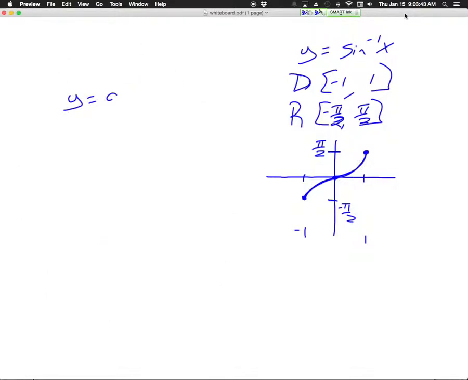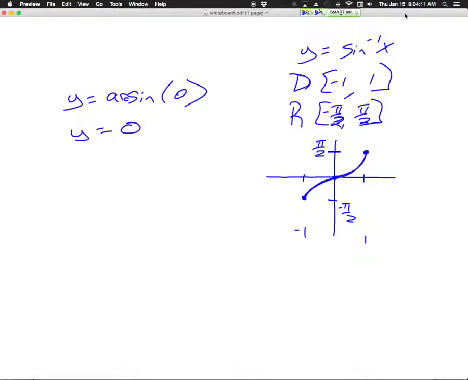What if I had y equals arc sine of 0? I want to find arc sine of 0. Do I have a 0 on my special angles? No. So that means I need to go to my graph. What y value does the x value of 0 give me? It gives me 0. So we end up with 0. Everybody okay with it so far?